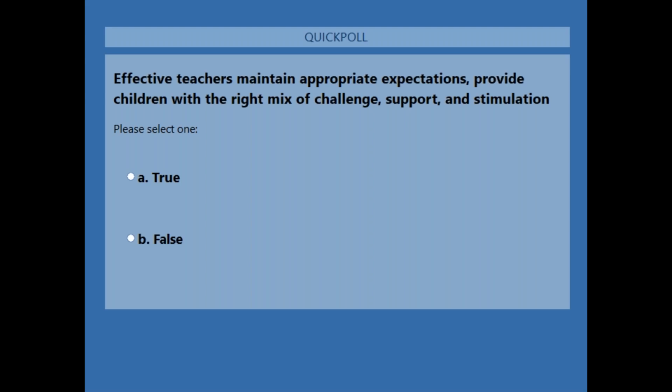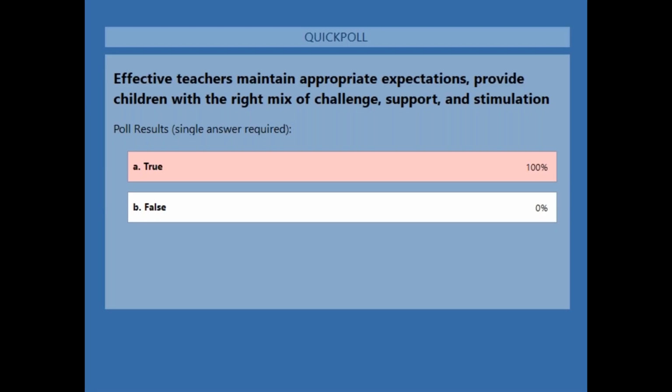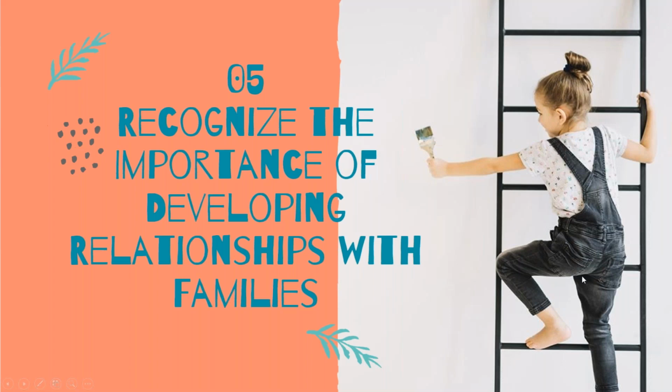Okay, we got people voting, 45%, 50%. Get in there, vote, vote, vote. Get ready to wrap it up. All right, getting close, and share. And the answer is, 100% true. Ooh. It's all about providing that balance. Good job.